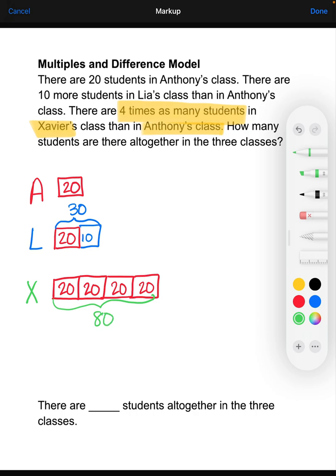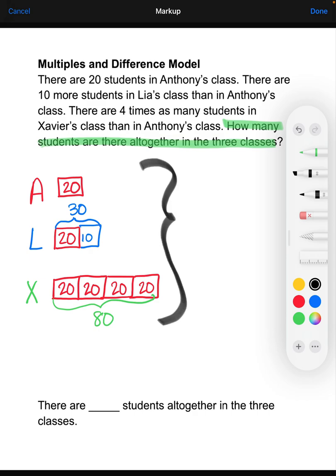Now, the question is asking, let me use the highlighter, how many students are there altogether in the 3 classes? So that means I'm going to take all of those classes and determine how many there are altogether. That's what my question is.